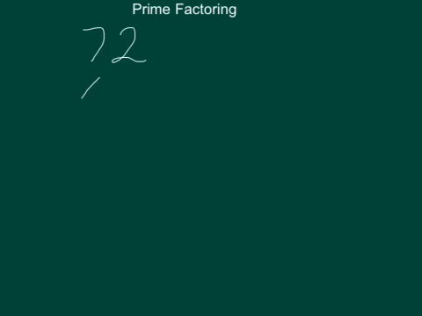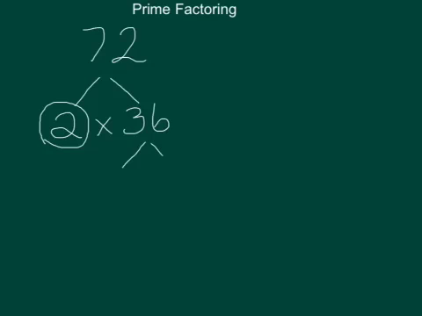72 is an even number, and I can split it into 2 times 36. The reason I'm using 2 is that 2 is the smallest prime number I can use. If you look at your list of prime numbers, 2 is the first prime number. Then 36 is not a prime number, so I have to split that into 2 different numbers.